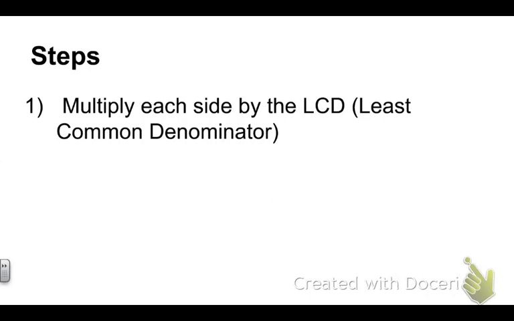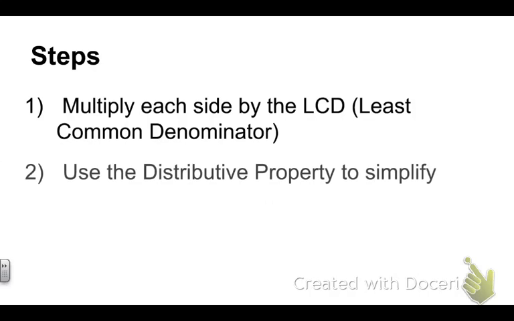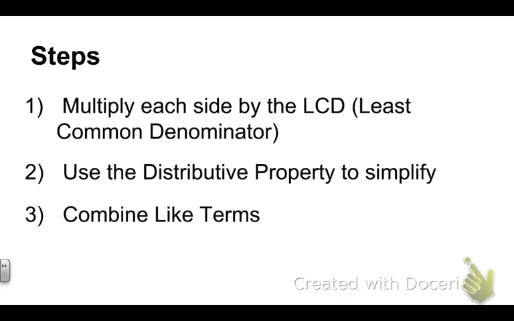So there's a couple steps. The first step is you have to multiply each side by the LCD, and remember that's your least common denominator. And you might have to use the distributive property to simplify. You might have to combine like terms. And then finally solve for the variable. It's probably going to be a two-step equation.